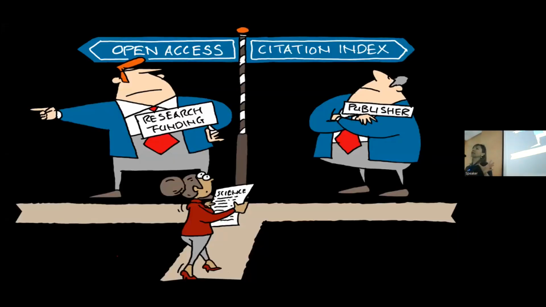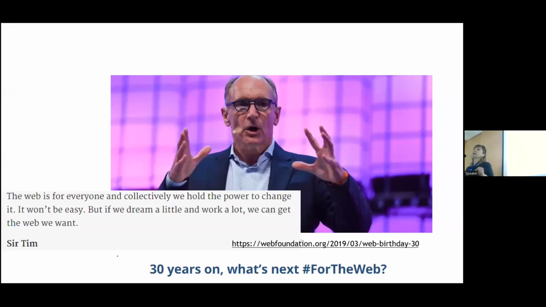Because the situation is this: if you are an early career researcher, you go to research funding, to Horizon 2020, Horizon Europe, and you have to publish open access. But if you want to make a career, you have to go to the publisher and pay again and publish again. So this is a context that is completely anachronic.